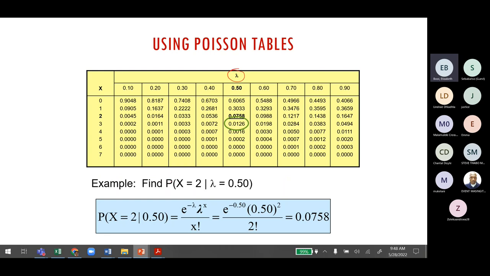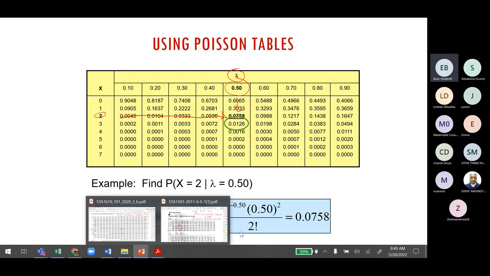So if we need to find the probability of X is equal to 2, where lambda, or the average, is 0.5, then on the table we go to where the lambda table is, we look for 0.5, we look for X of 2, and where they both meet, that will be the probability. Ignore my circle, it's circling the wrong value, because it should be circling 0.078. And that is the probability of X is equal to 2. Or using the formula, we just substitute into the formula. Our lambda is 0.5 and our X is 2, so 0.5 squared over 2 factorial, and we calculate, we will get the same answer.